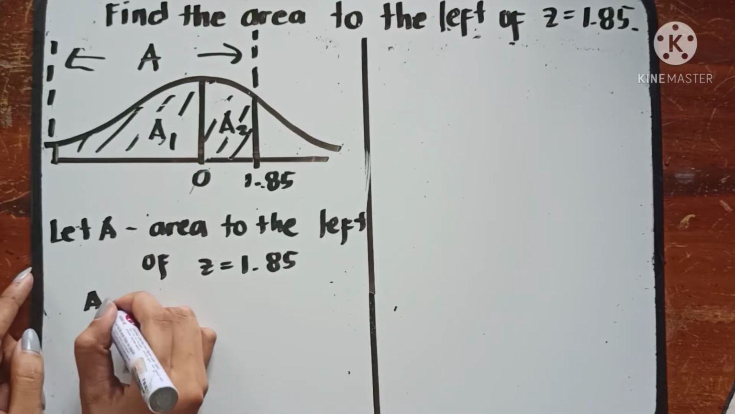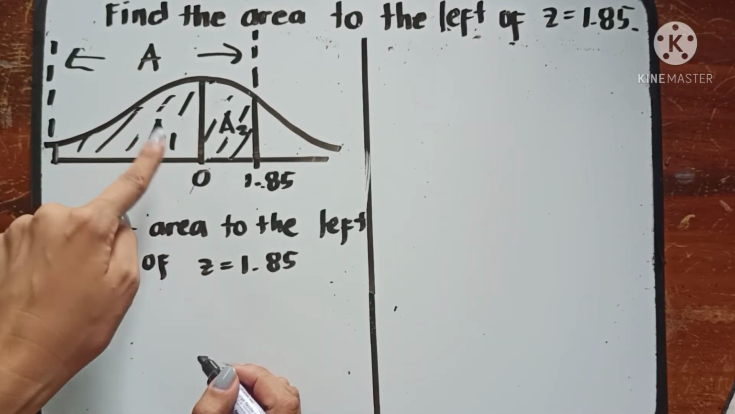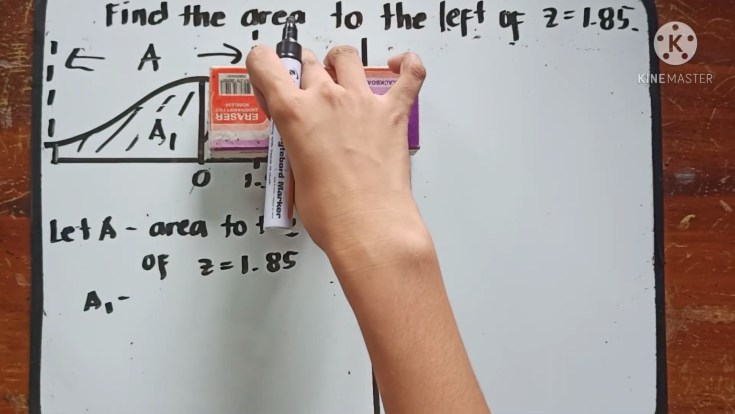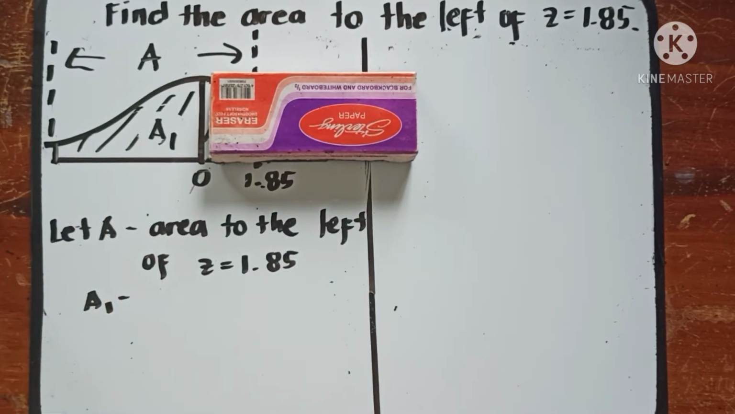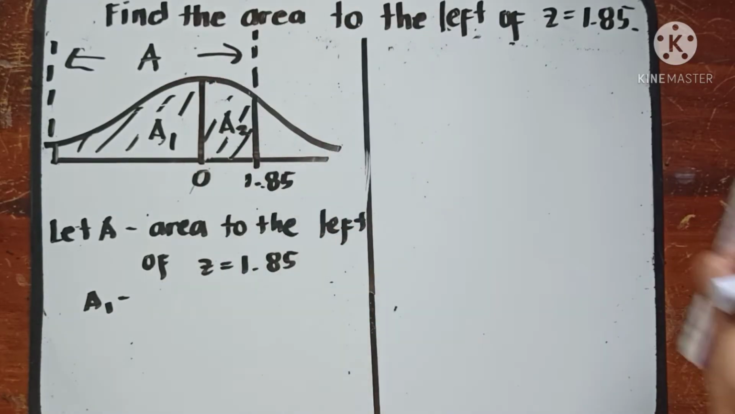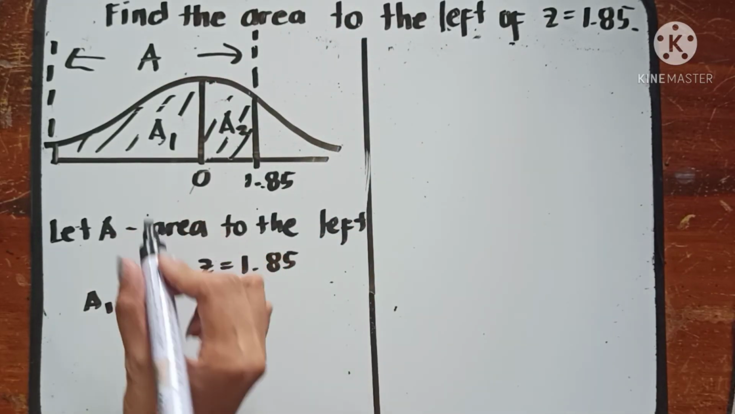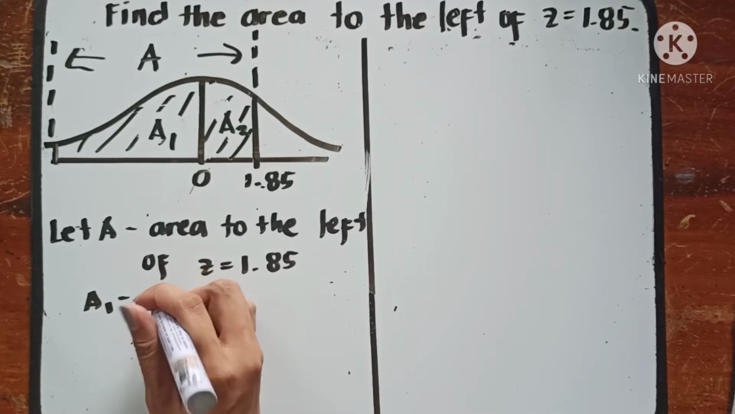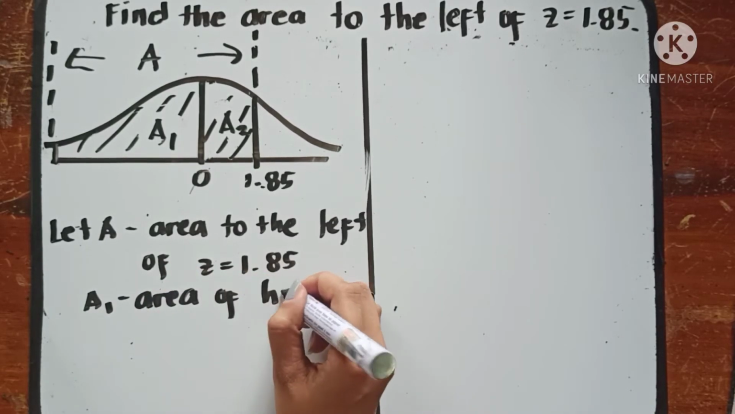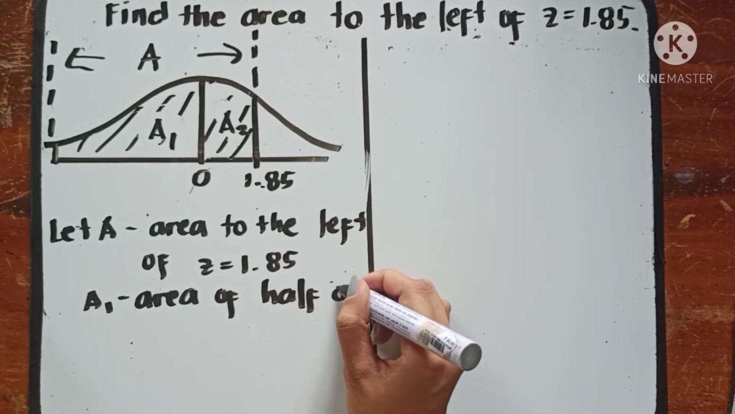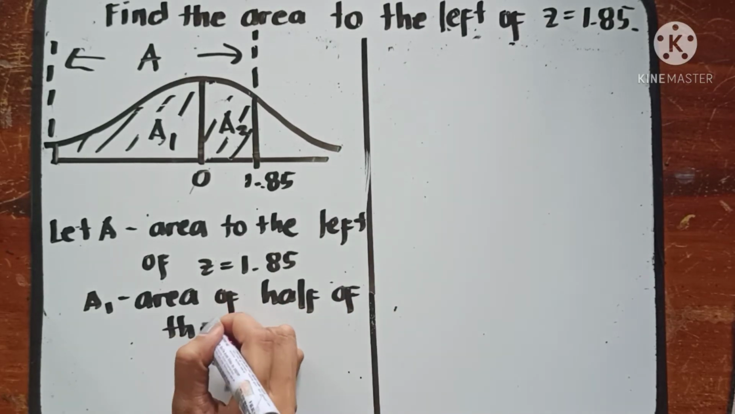And how about our a sub 1? Ito yung a sub 1 natin. From 0 papunta sa kaliwa. So, kanina binanggit ko, 0 papunta sa kanan, that is half of the curve, as well as 0 papunta sa kaliwa, that is also half of the curve. So, ibig sabihin, yung a sub 1 natin dito is the area of half of the curve.